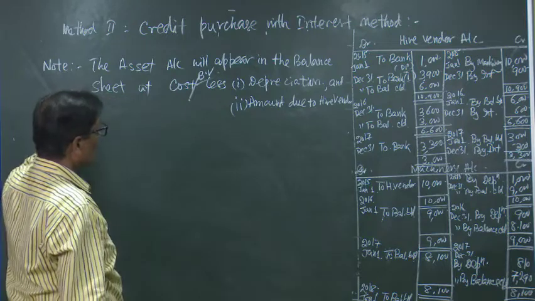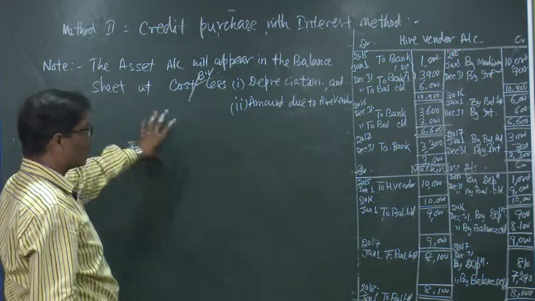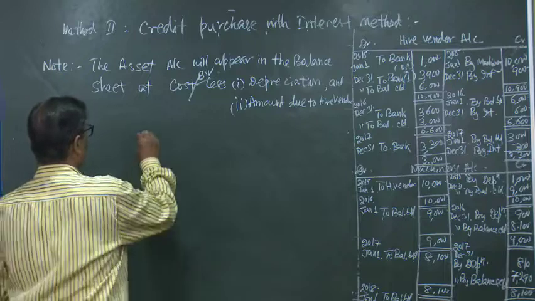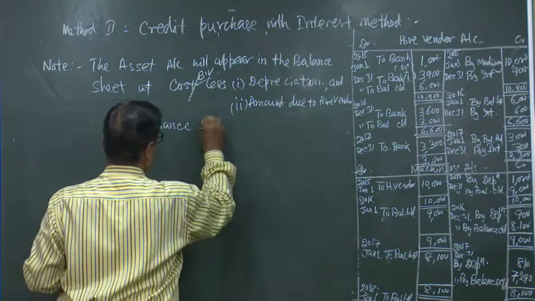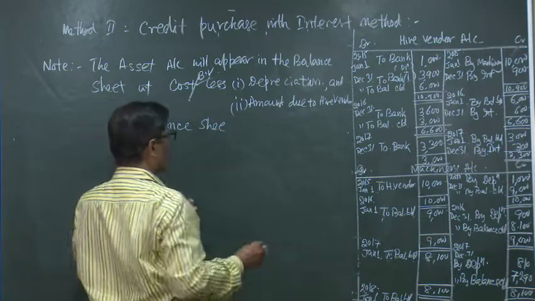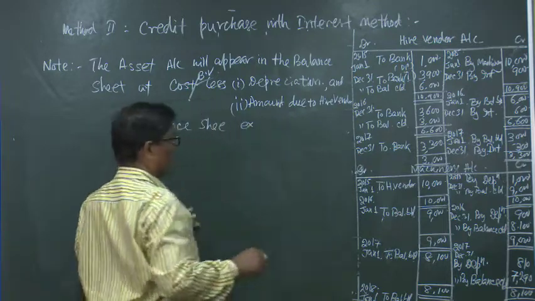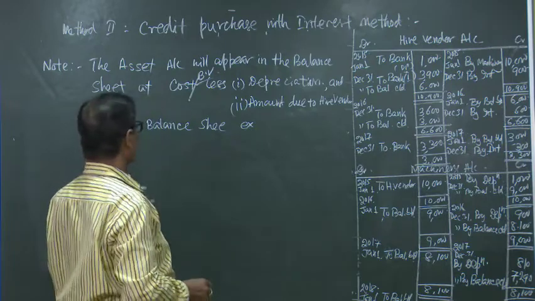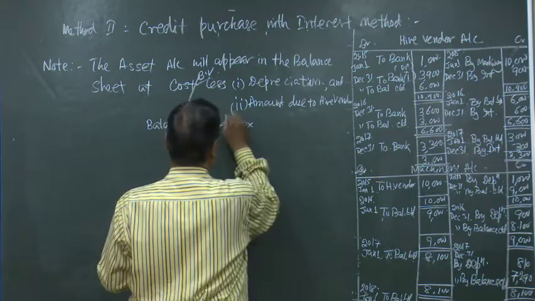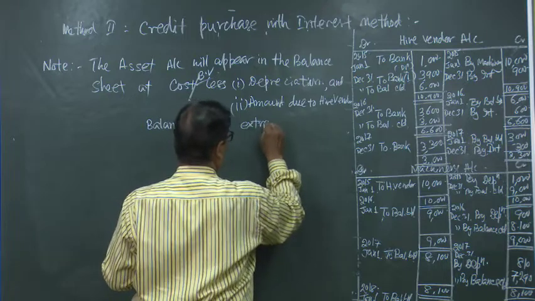So, this is the note. On the basis of this note we can prepare the balance sheet and it will be very clear. So, the balance sheet will be like this. We are taking the extracts only regarding the asset account and hire vendor account, nothing else. So, we can call it balance sheet extracts only.